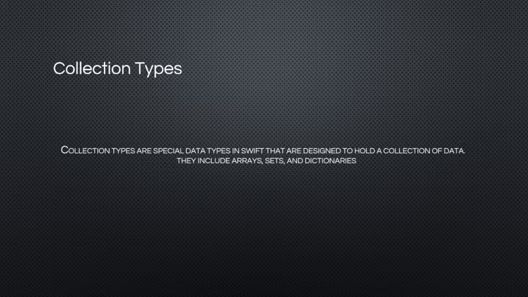So now we'll move on to collection types. And these are types of data that hold collections of data. Pretty self-explanatory. And in Swift, there are 3 types that are collection types. That's arrays, sets, and dictionaries.